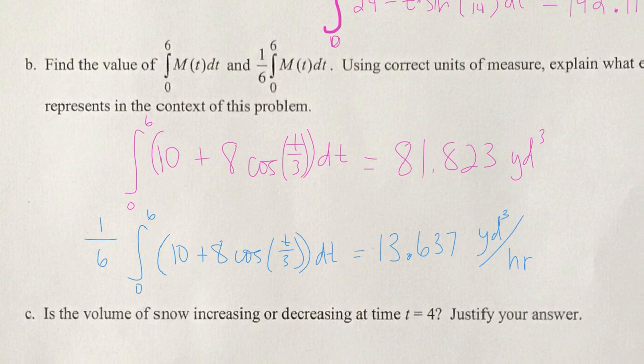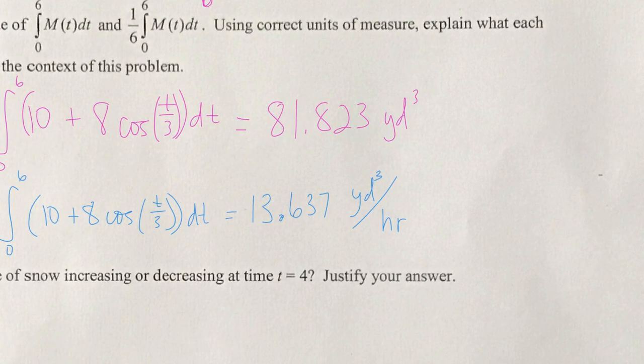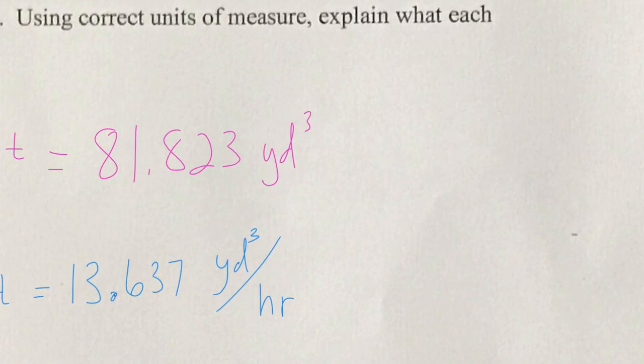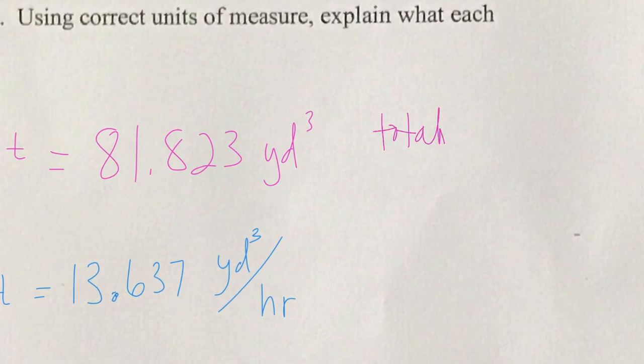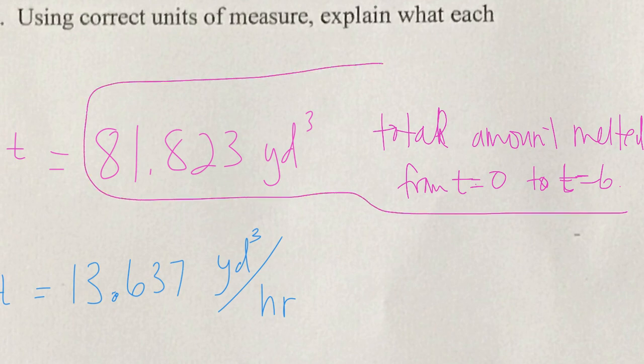So if we're going from 0 to 6 of M, that's the melting. So the first one, from 0 to 6, is the total amount of snow that has melted from t equals 0 to t equals 6. Okay, if we're just finding an integral, that's the total amount, right? That's the accumulation, the sum of all the little rectangles that we've added up. So there are 81.823 cubic yards that have melted in the first 6 hours.